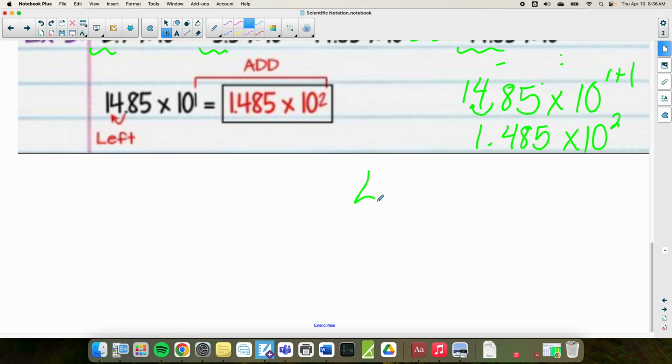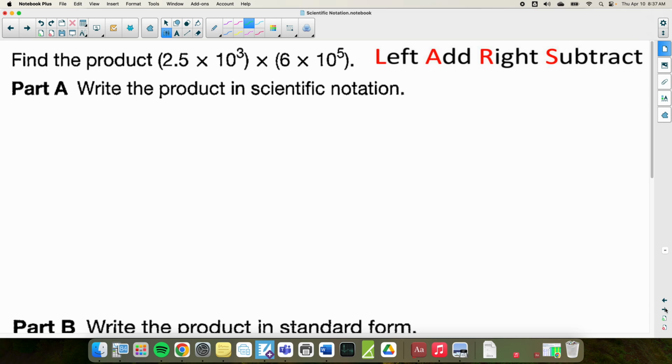So that's where the Lars comes in, okay? If you're moving your exponent to the left, you add. If you had to move it to the right, you would subtract. Okay, everybody understand that? Okay, so let's try one of these.